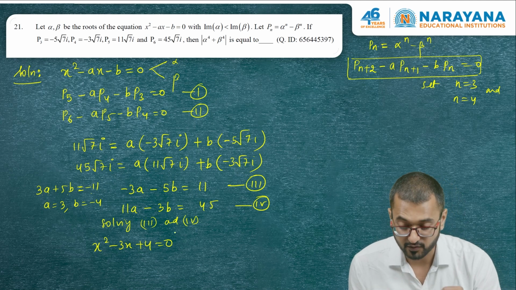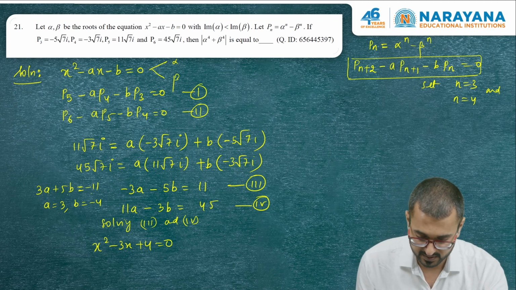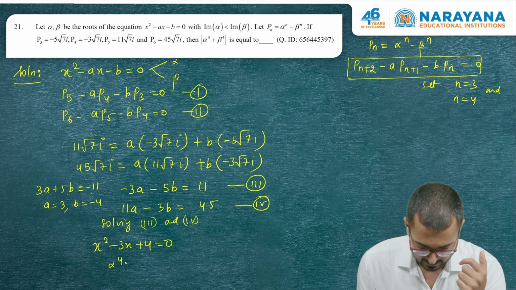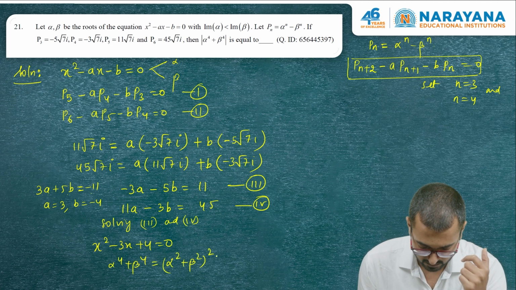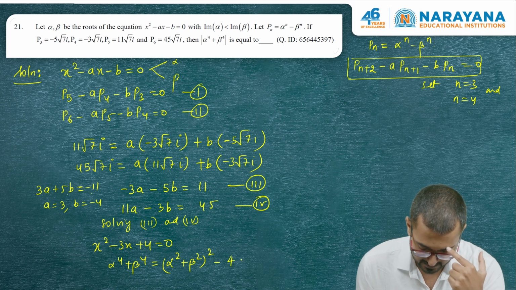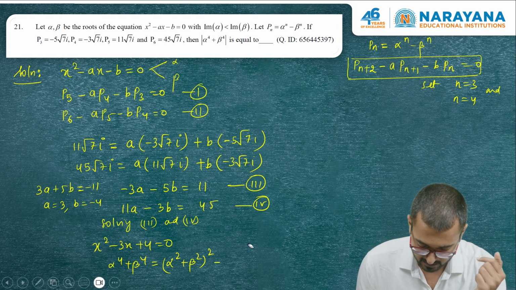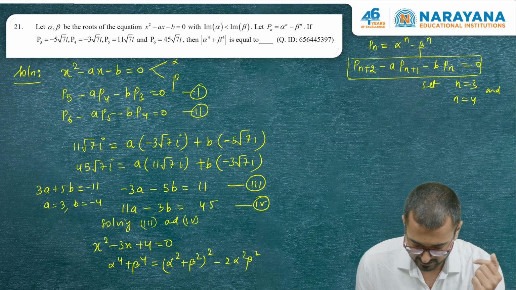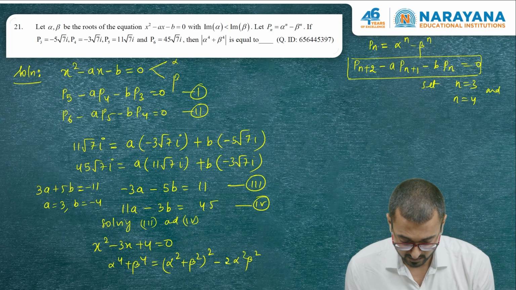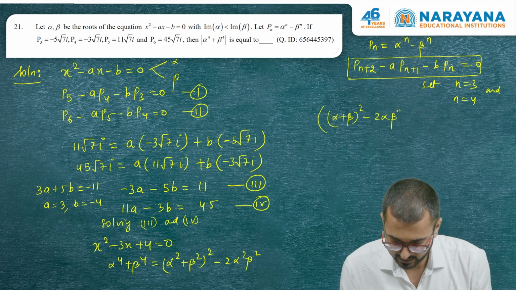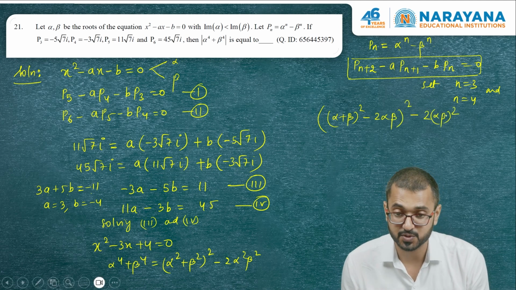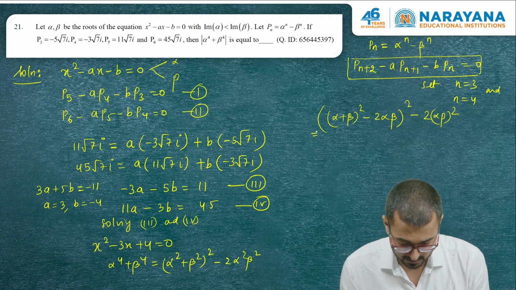So they want alpha power 4 plus beta power 4. We can write alpha power 4 plus beta power 4 as alpha square plus beta square the whole square minus 2 times alpha square beta square. This alpha square plus beta square again can be written as alpha plus beta the whole square minus 2 times alpha beta. Now we have the sum of the roots and the product of the roots. So let's plug in all the values.